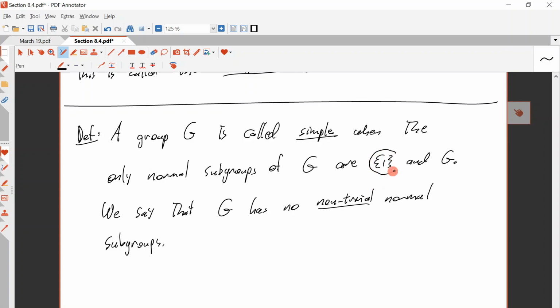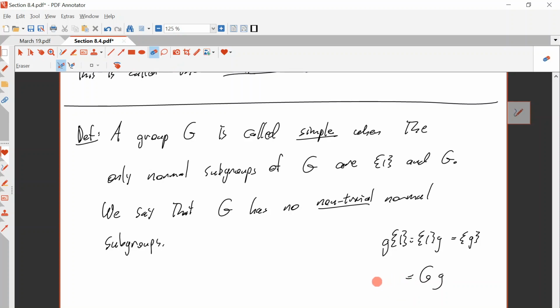Of course, the identity by itself is a normal subgroup, and the whole of G is a normal subgroup, because G1 is always equal to 1G, which is just the set G. This is for sure true, because you're just multiplying all the elements of the group by some fixed element of the group. You can do it on the left or on the right, and it just gives you back the whole group, equal to G itself. So those are trivial normal subgroups. And the group is called simple when it has no non-trivial normal subgroups.